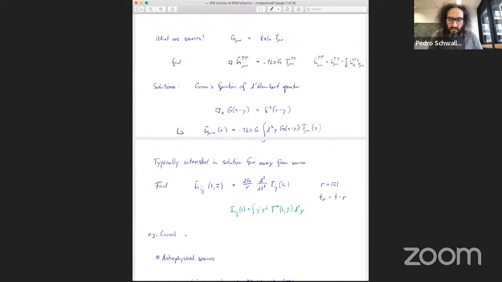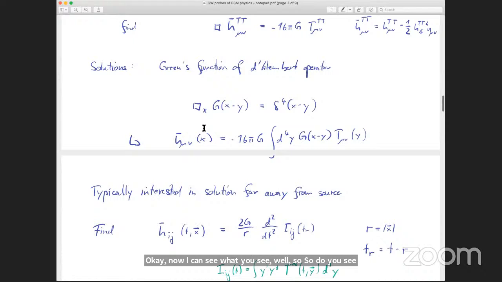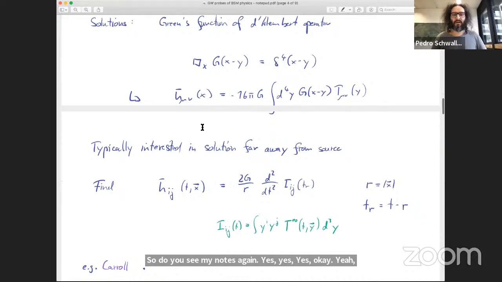Okay, now I can't see what you see. Well, so do you see my notes again? Yes. Okay. Yeah, sorry, this is less optimal, but okay, let's just go with it.